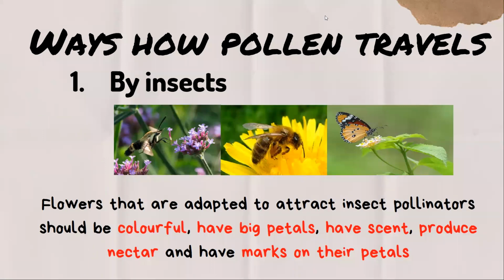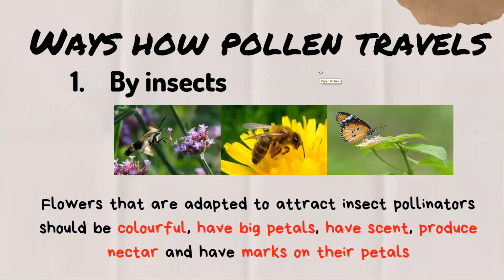Okay class, get ready. Flowers that are adapted to attract insect pollinators should be colorful, should have big petals, should have scent, should produce nectar, and have marks on their petals. Again, they should be colorful, have big petals, have scent, produce nectar and have marks on their petals.